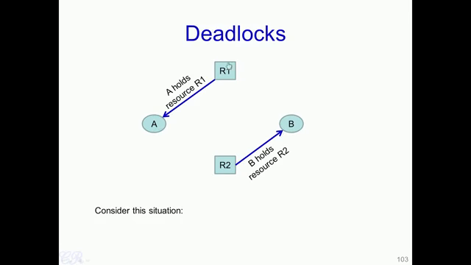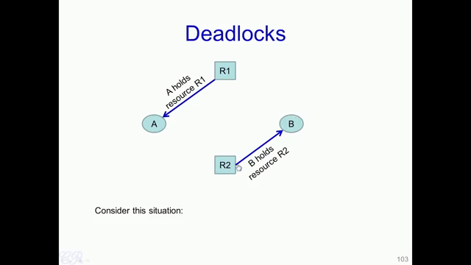So, essentially the arrow from R1 to A indicates that A is currently holding the resource. For instance, if R1 is the file, that means A has currently opened the file exclusively and is doing some operations onto the file. In a similar way, the resource R2 is held by B. So, if R2 is a printer, for instance, it means that B is currently using the printer to print some particular document.